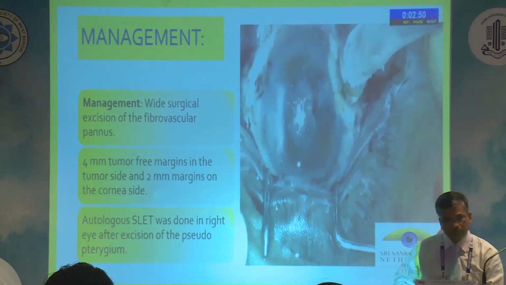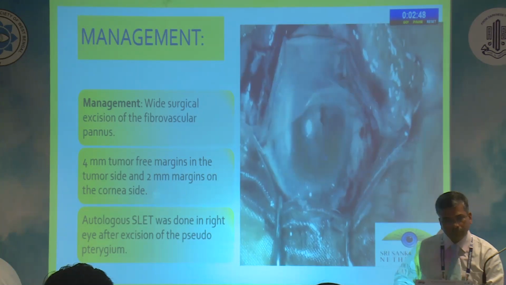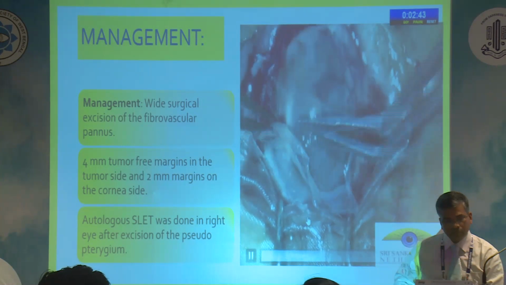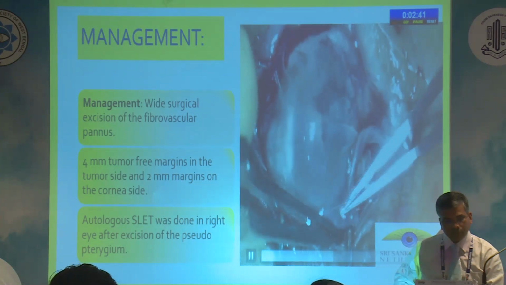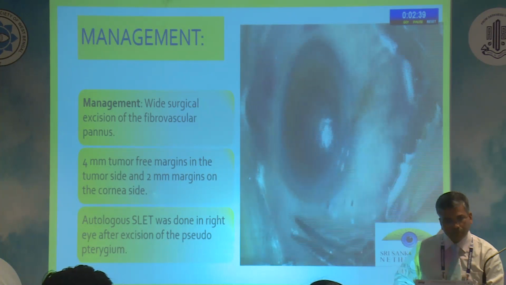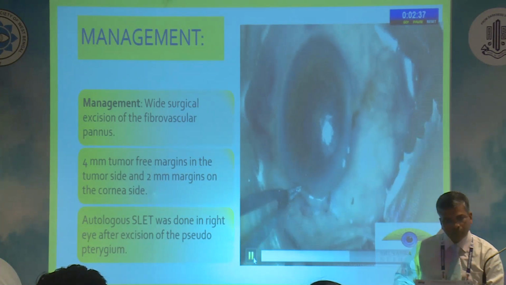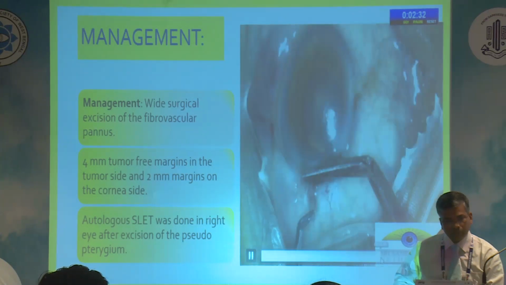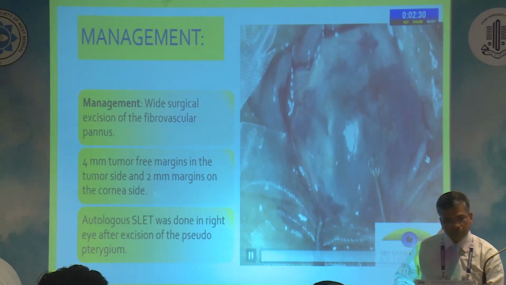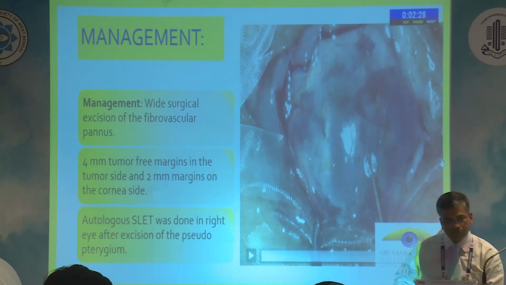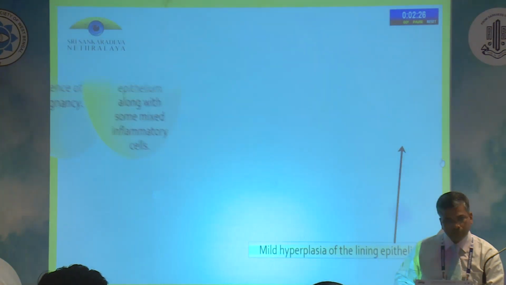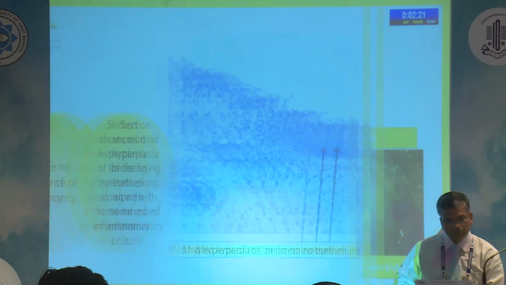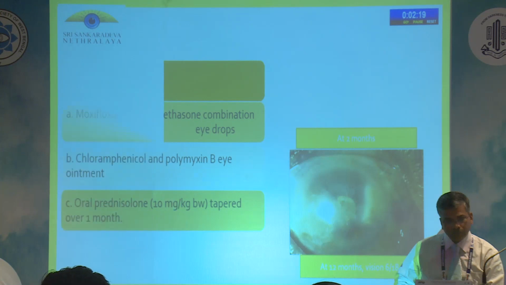Then double free freeze-thaw cryotherapy was carried out, histopathology was done, and the iatrogenic LSCD that was created was covered with the help of autologous SLET, as the patient had a normal fellow eye. The histopathology picture showed a mild hyperplasia of the lining epithelium. So definitely it was a mimicker of OSSN.